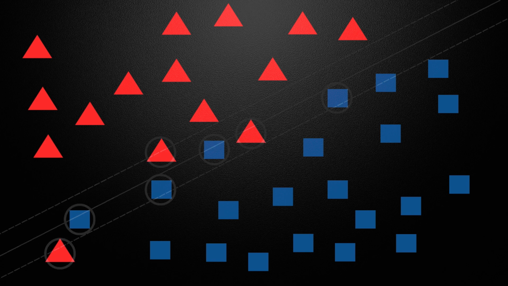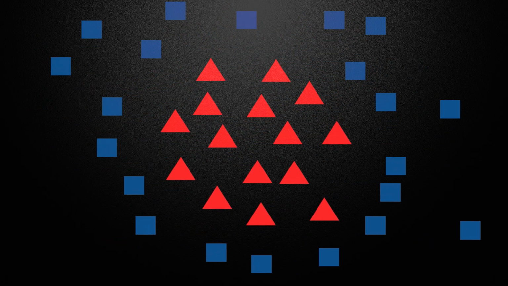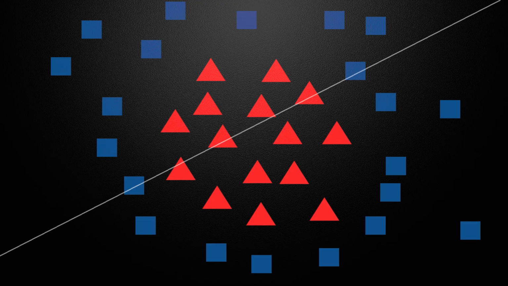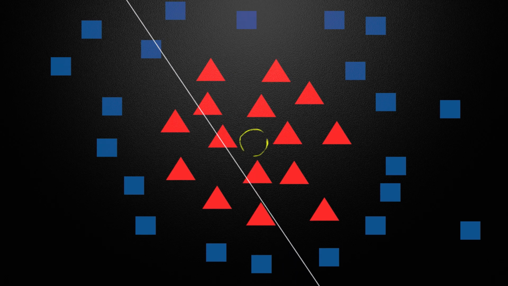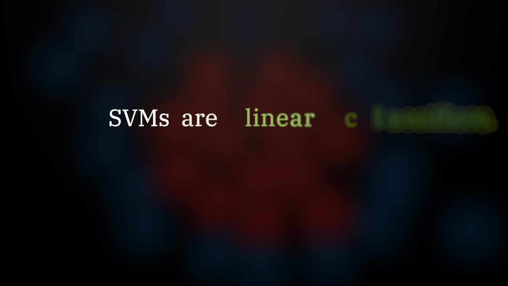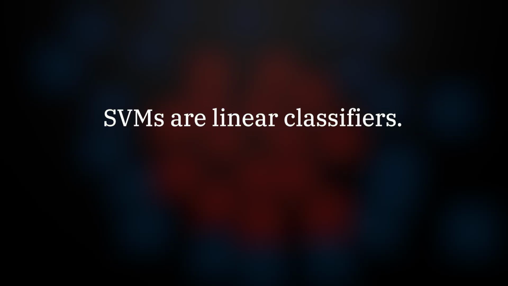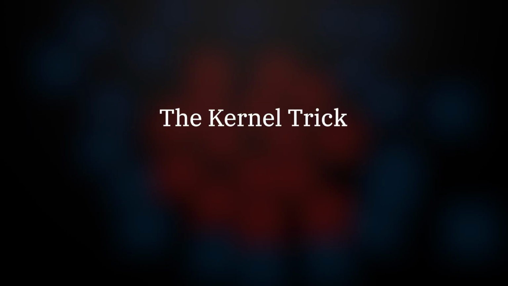But life isn't always a straight line. What if your data looks like this? A cluster of red points in the middle surrounded by blue. No matter how you draw a straight line here, you will fail. You need a circle. But SVMs are linear classifiers. They love straight lines. So are we stuck? No, we use something called the kernel trick.